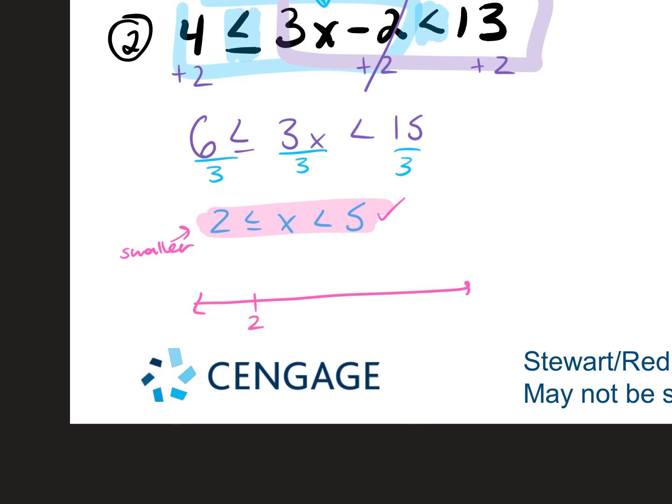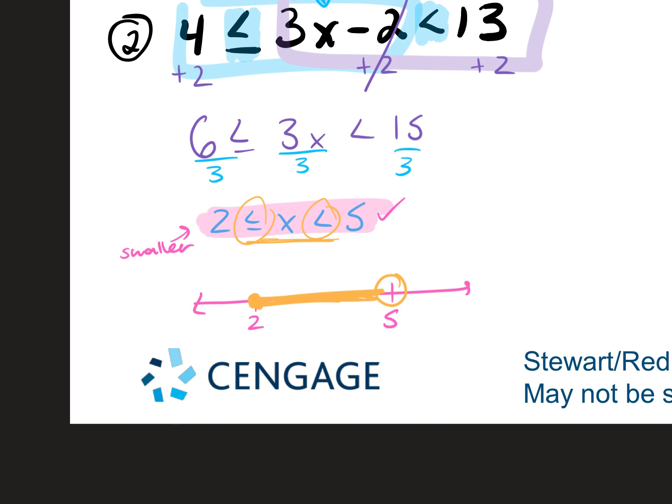We can just put it on our number line now. So I have 2 on my number line. 5 is going to go to the right of 2 because it's a bigger number. And we have less than or equal to, so that's going to be a closed circle at 2. We have a less than sign at 5, so it's going to be an open circle at 5. And since x is in between 2 and 5, we're going to connect our 2 points here. We're going to draw our line in between 2 and 5.